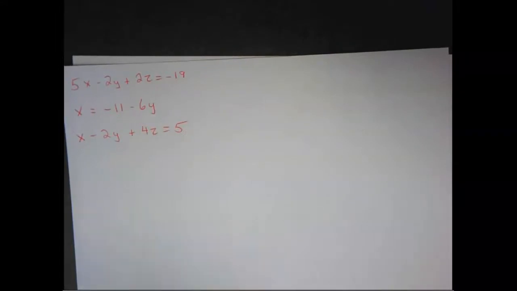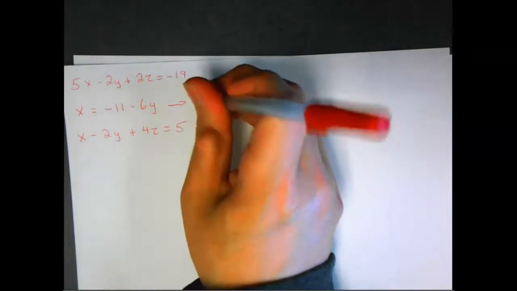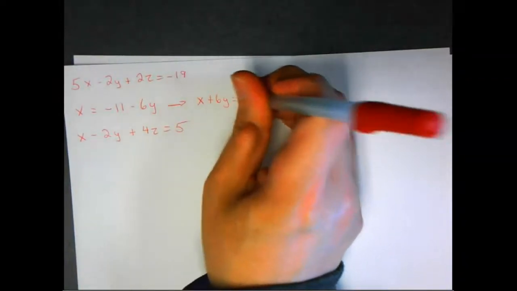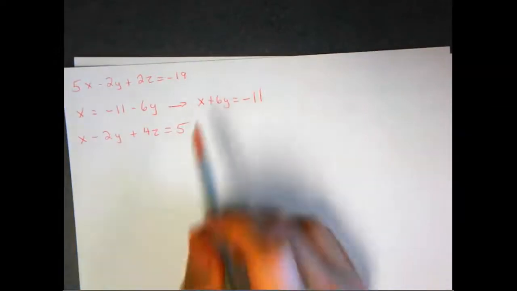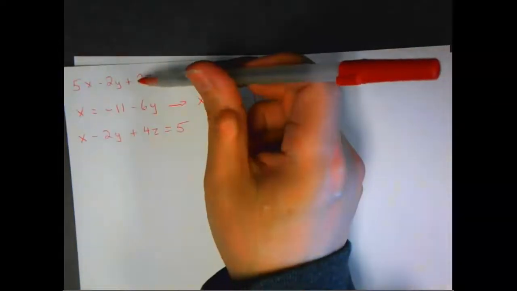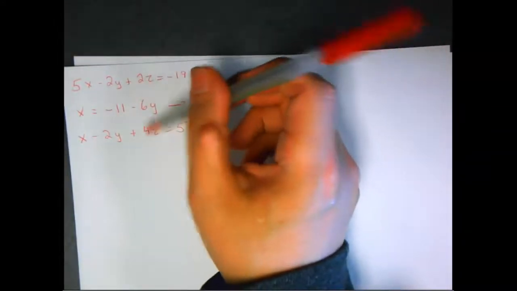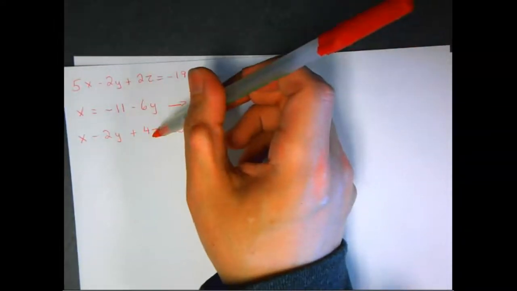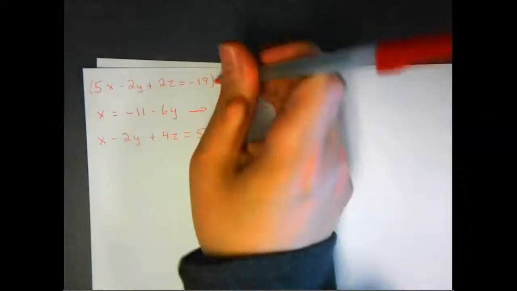One I'm going to suggest you do, let's move the 6y over. So I get x plus 6y equals negative 11. Now here's my equation with two variables, x and y. So then with these guys, I need to eliminate z. So I can multiply this thing by negative 2.